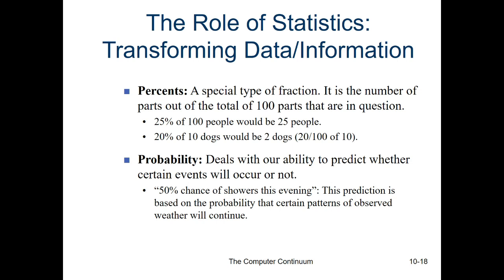We call that percent. Then we have probability. It just deals with our ability to predict whether certain events will occur or not. For example, it just tells you the chance of something occurring or not. For example, a 50% chance of showers this evening. This prediction is based on probability and that certain patterns of observed weather will continue. So probability just tells you the chance of some event happening.